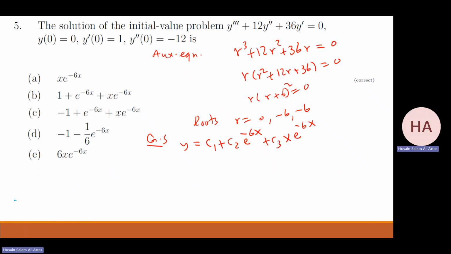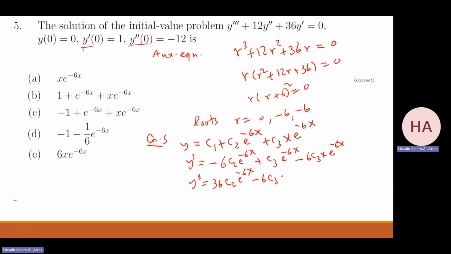Okay. I need y prime and y double prime. So let me find those things. y prime will be minus 6 C2 e to the minus 6x. This one, product of two functions: C3 e to the minus 6x minus 6 C3 x e to the minus 6x. I need y double prime. That will be 36 C2 e to the minus 6x minus 6 C3 e to the minus 6x minus 6 C3 e to the minus 6x plus 36 C3 x e to the minus 6x.